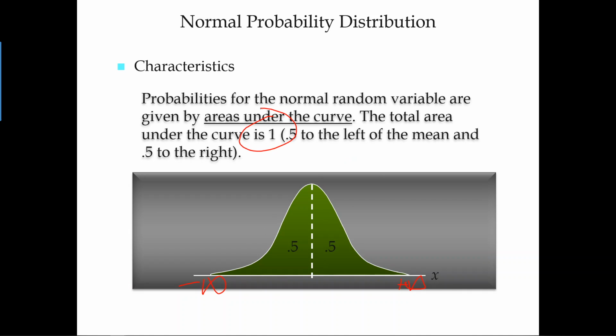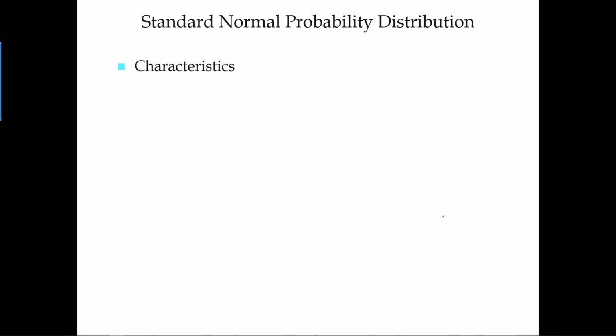So the area under this whole curve is equal to 1. And since this curve is symmetric, after you draw this vertical line from your peak, this is the mean, right? This vertical line separates my curve into a symmetric shape. So the right hand side and the left hand side are symmetric. Therefore, the area under each side is equal to 0.5. Okay, 0.5. So this is the characteristic.